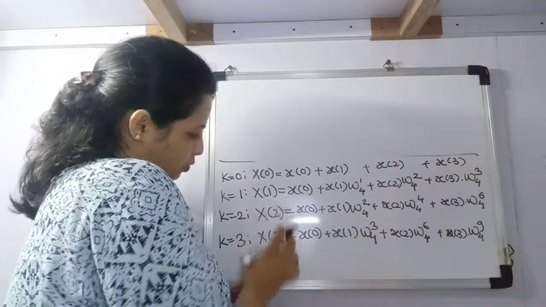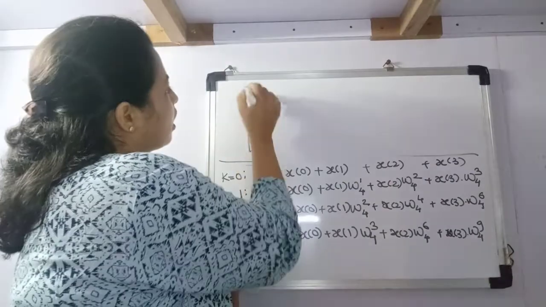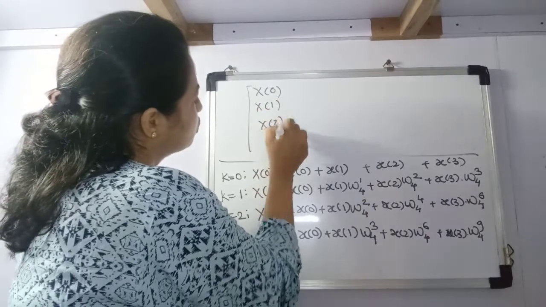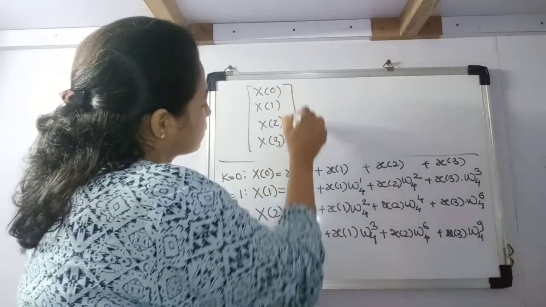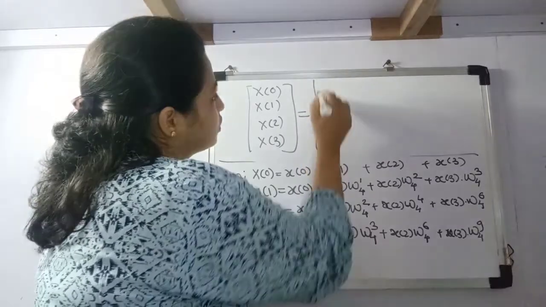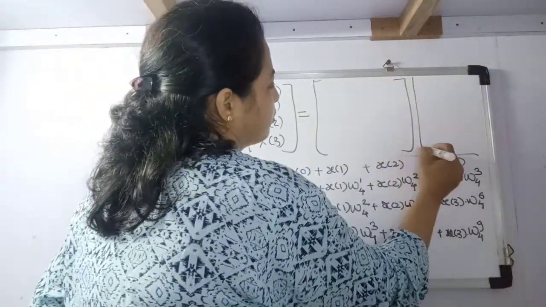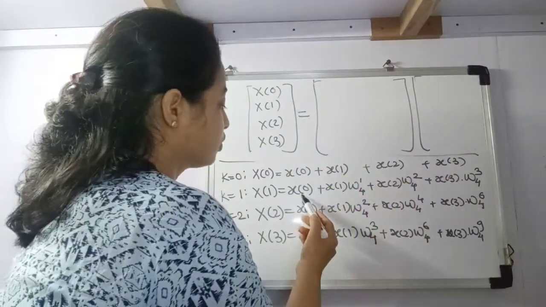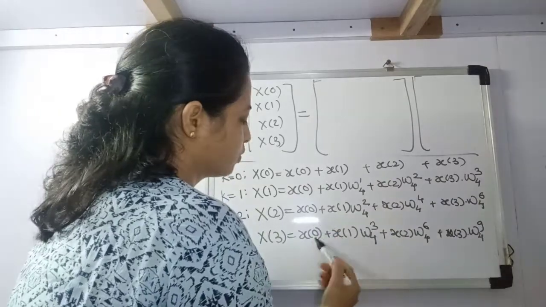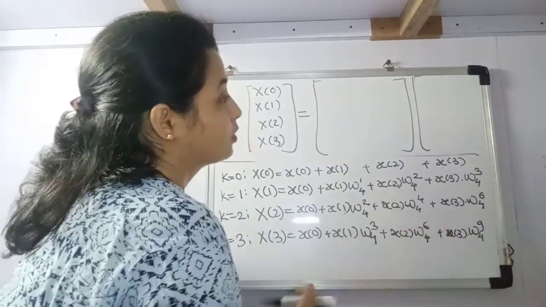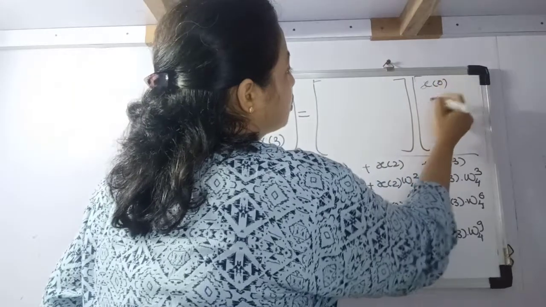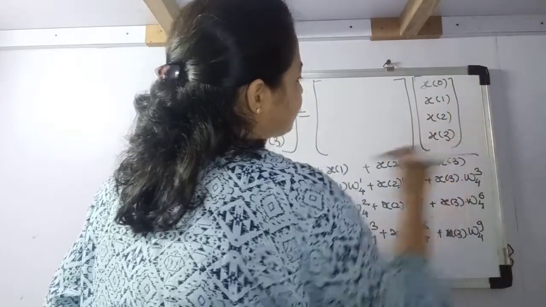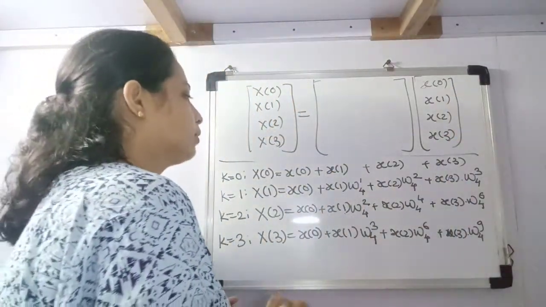So we are getting at the output X of 0, X of 1, X of 2, X of 3 equal to some matrix multiplied by the input. In every equation you can see x of 0, x of 1, x of 2, x of 3. Here also, and in these two equations also you can observe those values. So x of 0, x of 1, x of 2, x of 3. Now this is multiplied by the matrix.